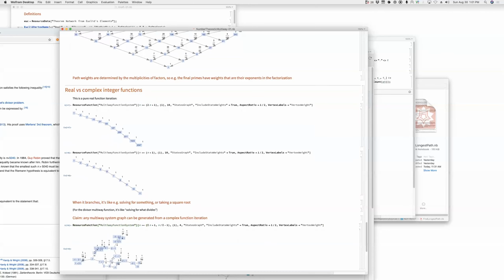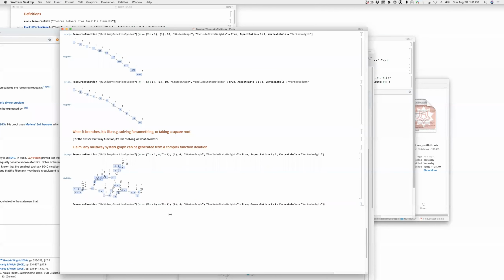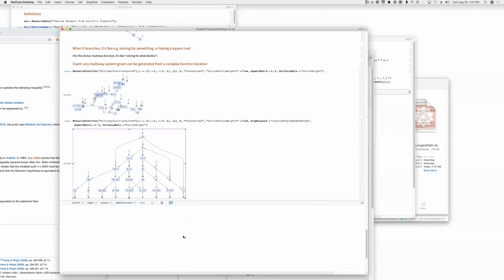Okay, let's make this a layered graph. Oh, what did I do wrong here? Graph layout, layer digraph. Okay. So there are a bunch of complex numbers. Slightly bizarre layering structure. So now what are you saying here?